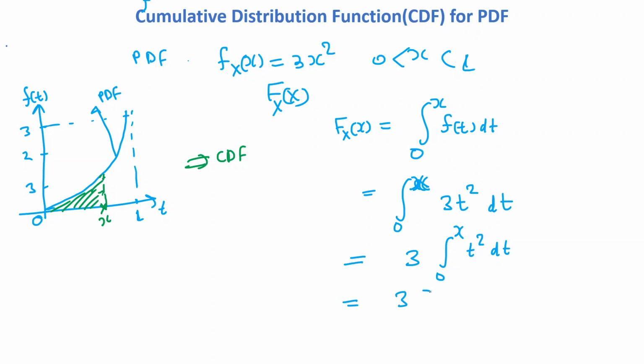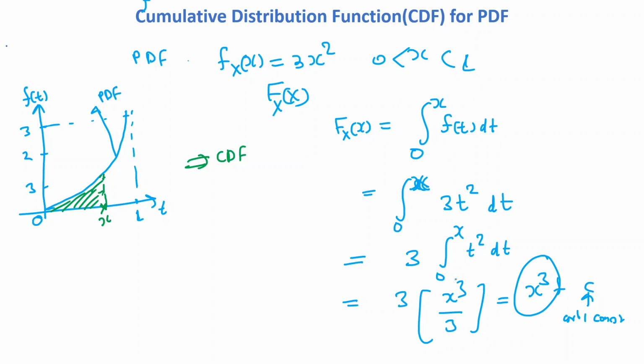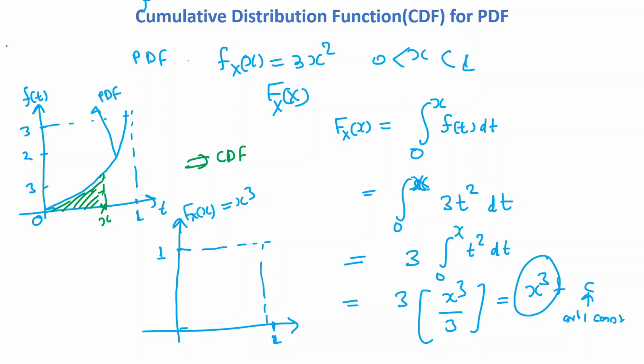So we can say that this is 3, then integral from 0 to x of t square dt. If we integrate, we get x cube divided by 3, times 3, so we get x cube plus c. This is called an arbitrary constant value. So we are getting almost x cubed. So let me plot this. You can plot this this way. This is your F(x), and this is coming as your x cubed. So this is your 1. This will also be 1. So this is the type of curve you will get.